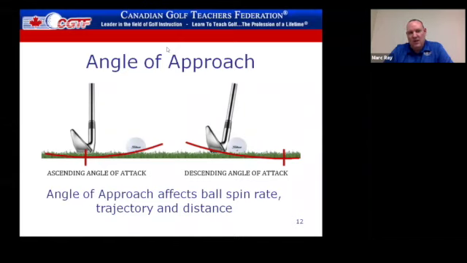So in this diagram right here, you can see that the bottom of the arc is marked where the red perpendicular line goes across basically where the club's traveling. So in the first one, the golfer would be hitting up on the golf ball, and the second one, the golfer would be hitting down on the golf ball. And both of those things are going to create much different spin.